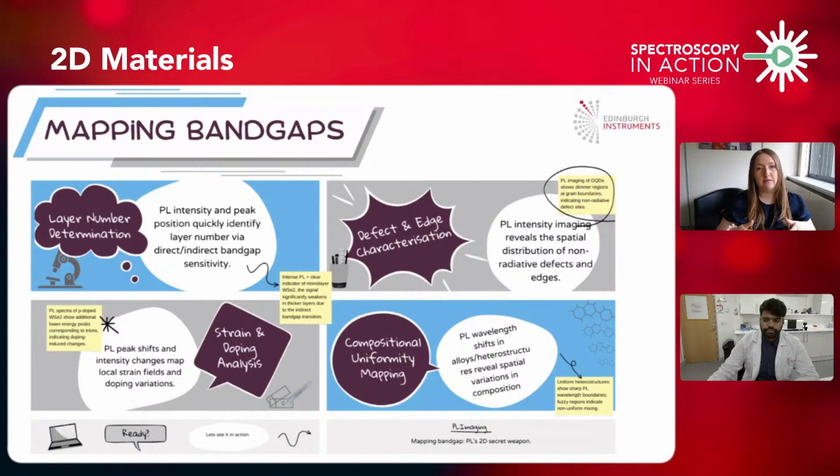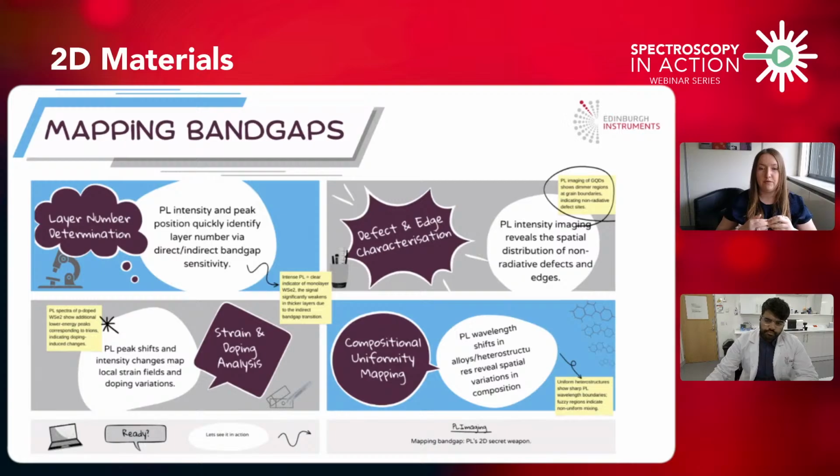Again, we can use PL to look at defects and edge boundaries, or edge effects. Defects and impurities will disrupt the electronic structure, and this often reduces the light that we're emitting, or it changes it. So we're either going to be looking at a reduction in intensity, or a slight shift in the peak itself.